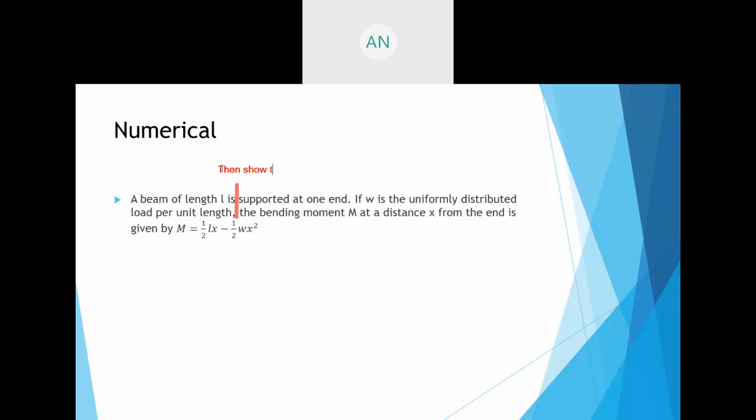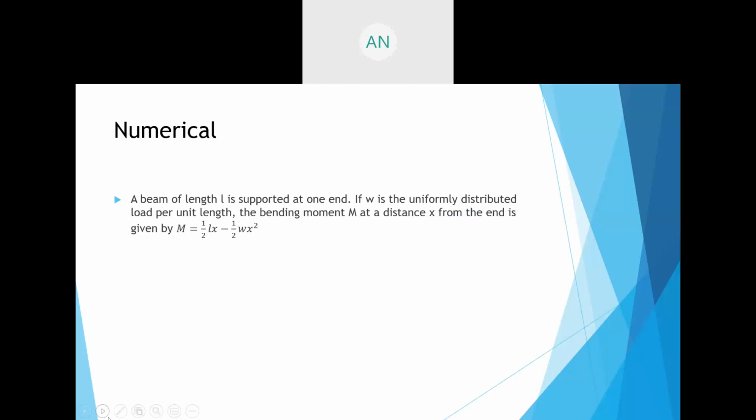Then show that the bending moment M at a distance x from the one end is given by M is equal to 1 half Lx minus 1 half Wx square. So this is the question. How are we going to do this? As always, we start with the necessary condition and sufficient condition. How is this an optimization problem? The bending moment will be maximum at a particular point, so we are trying to find the maximum bending moment in terms of the equation.